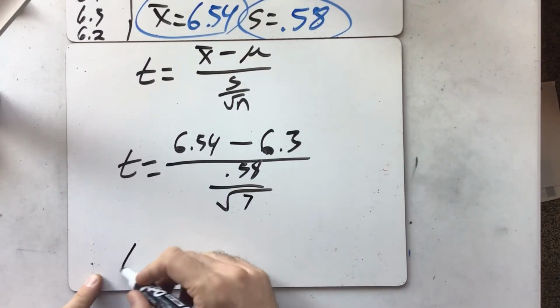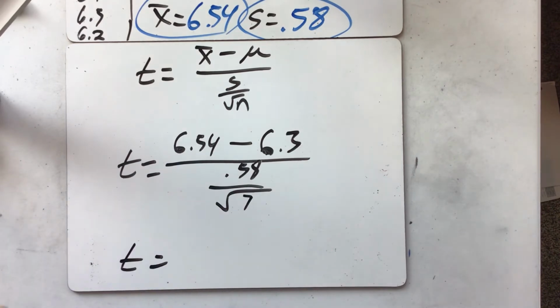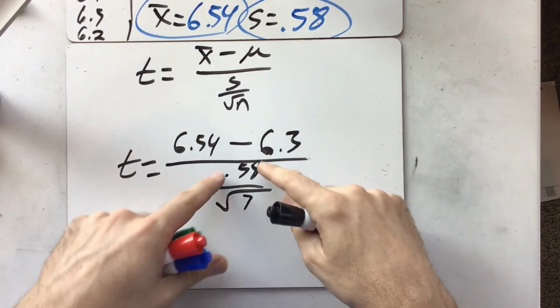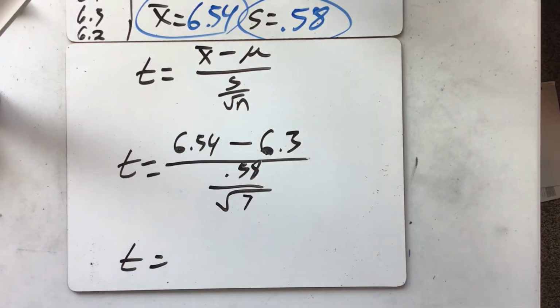So here's our test statistic, and so we need to now type this into our calculator, and the same warnings as we had last time apply. You should be careful how you type this in. So these need to be grouped together, and these need to be grouped together.